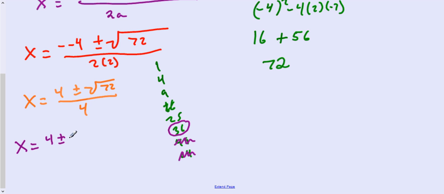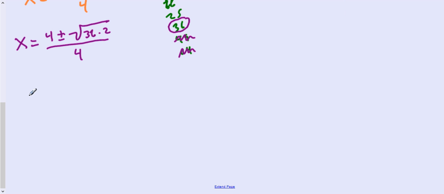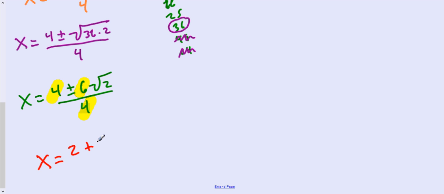So we get 4 plus or minus the square root of 36 times 2 all over 4. We take the square root of the 36, and we get 4 plus or minus 6 with the square root of 2 all over 4. These three numbers all share a 2 in common. So the final answer is 2 plus or minus 3 square root of 2 all over 2.